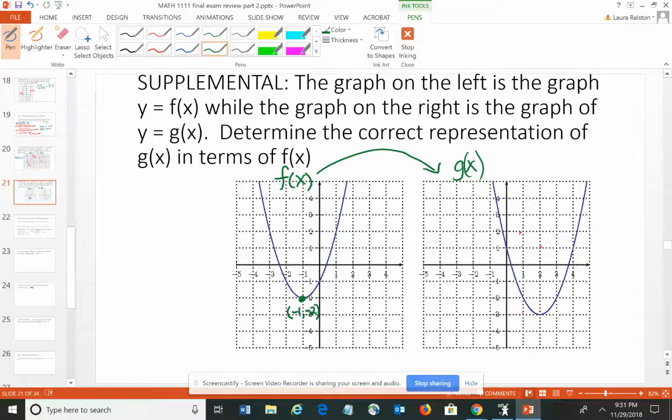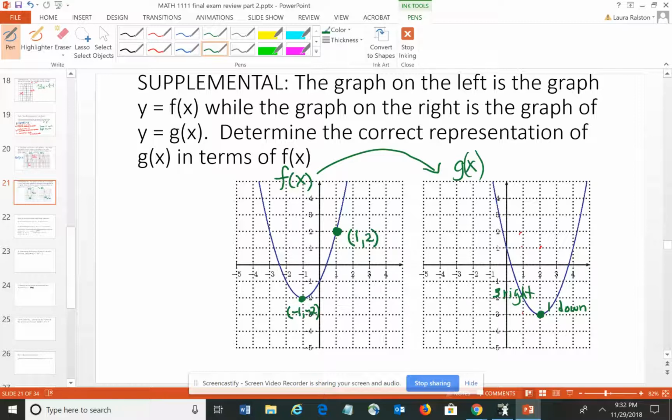So if I start at -1, -2 on the graph, then to get to where the vertex is on the g graph, I have to move 1, 2, 3 units to the right, and 1 unit down. So I went 3 to the right and 1 down. Now I want to confirm that using another point. So maybe I use the point 1, 2.